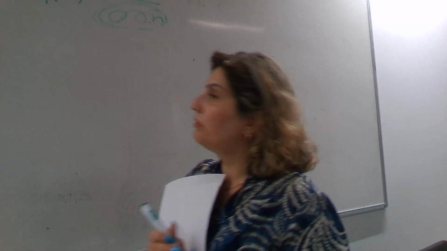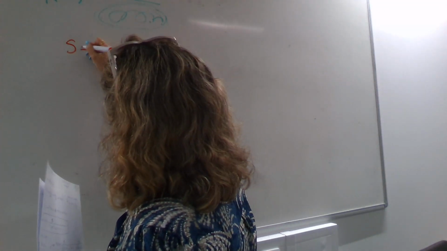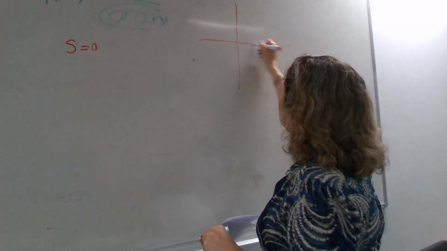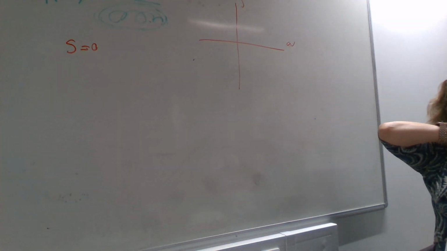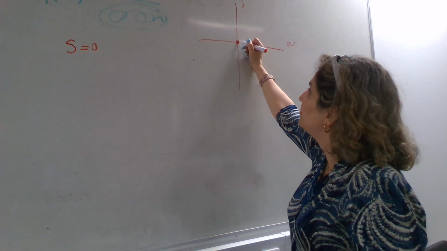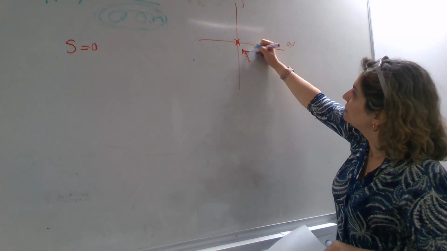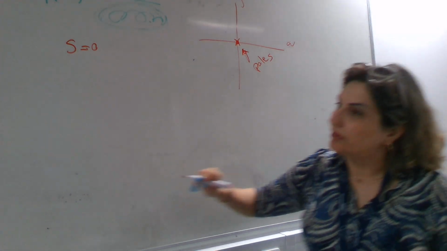So the simplest form would be if S itself is 0. If S is 0, can I plot it? Where is it? 0 plus 0. Yeah. That will be the origin. That's one of my poles. Poles. Yeah? How about the other one?